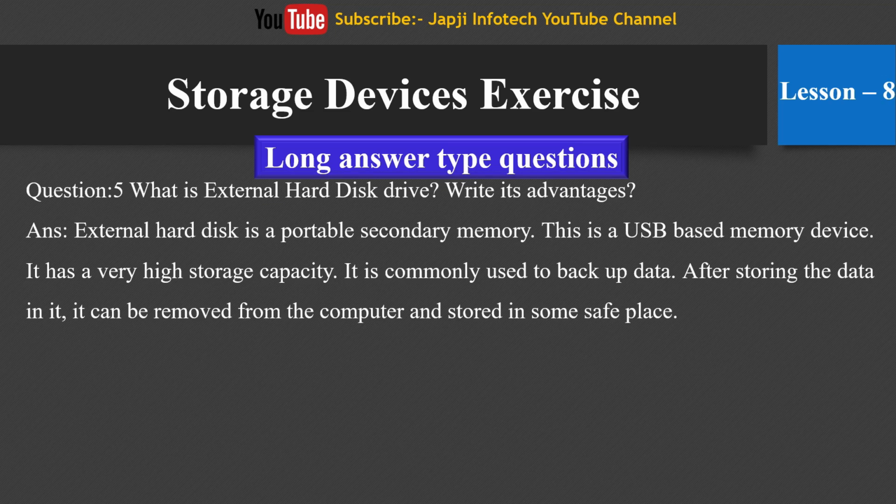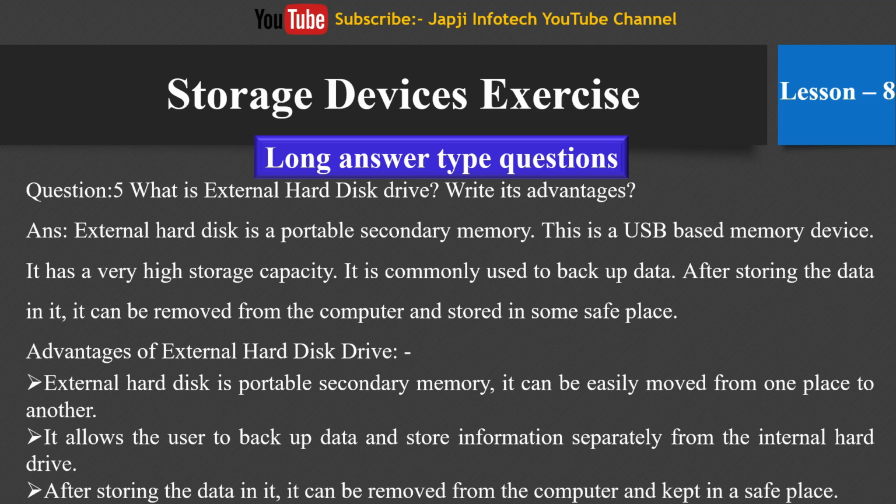And the fifth question is, what is external hard disk drive? Write its advantages. External hard disk is a portable secondary memory. This is a USB based memory device. It has a very high storage capacity. It is commonly used to back up data. After storing the data in it, it can be removed from the computer and stored in some safe place.